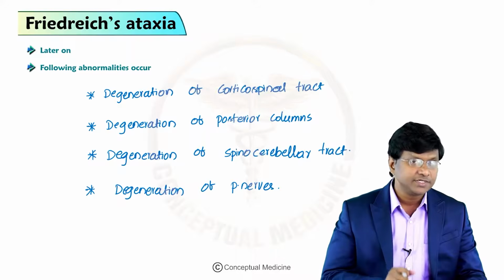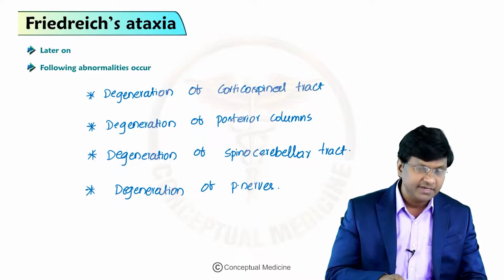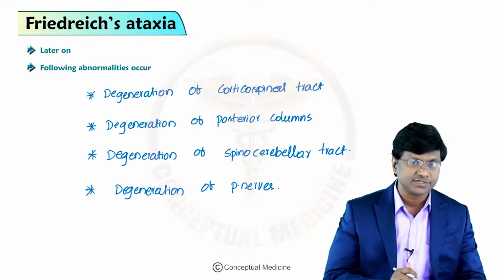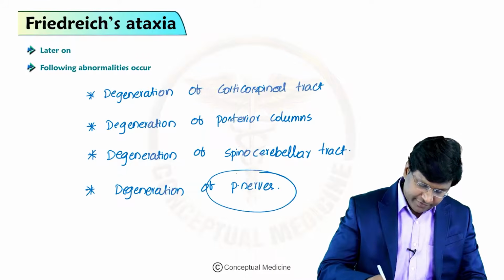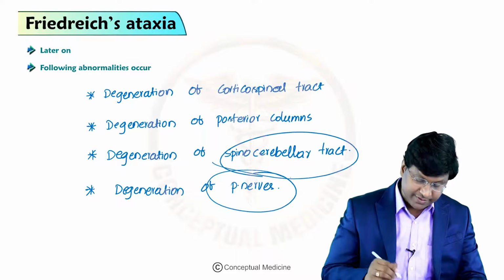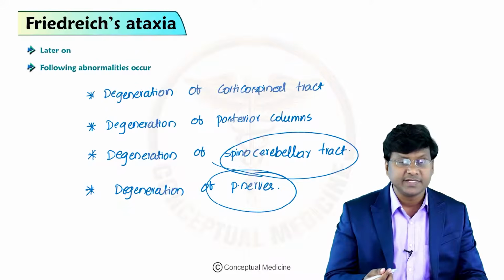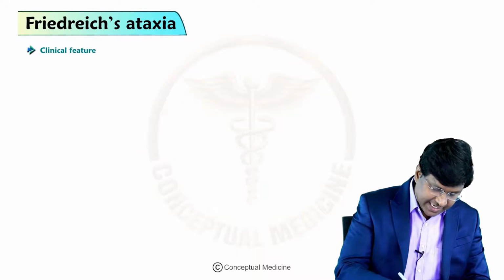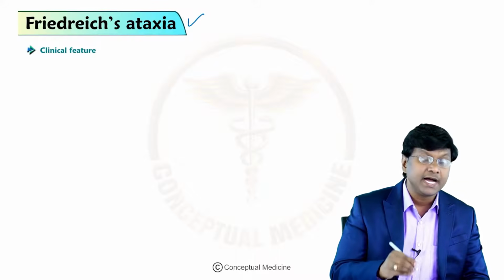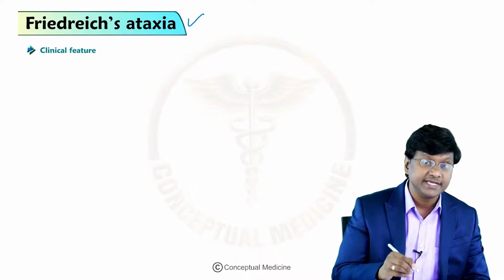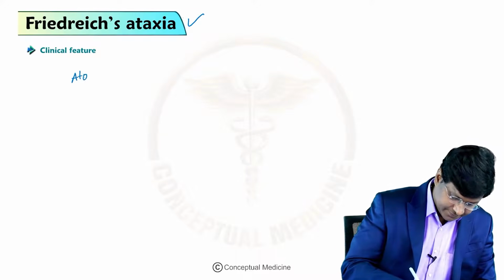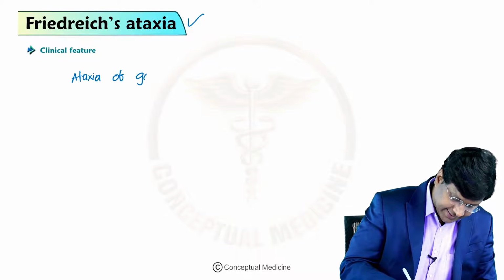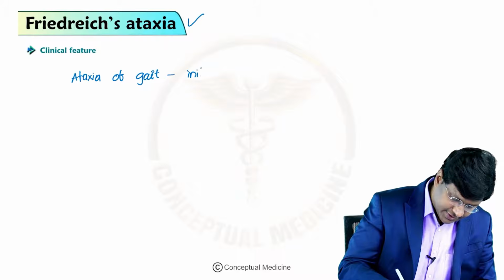Now let me tell you the clinical features. The clinical features are mainly because of the involvement of these particular structures, out of which the peripheral nerve involvement as well as the spinocerebellar tract involvement make the individual develop ataxia. As the name itself tells you, it is ataxia, Friedreich's ataxia. Ataxia of the gait, that will be the initial symptom.